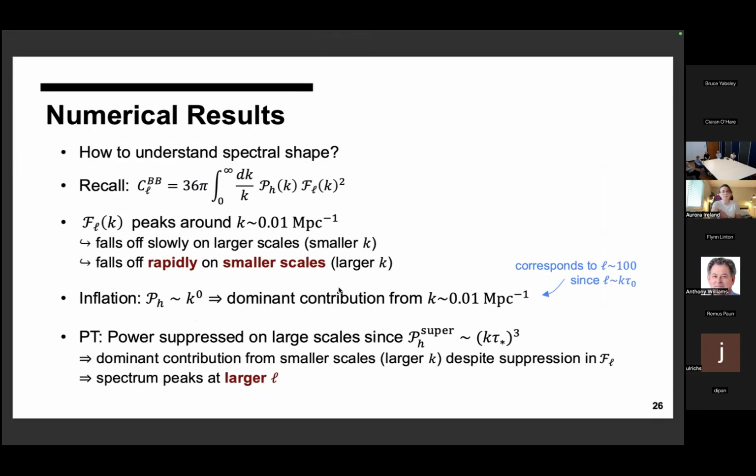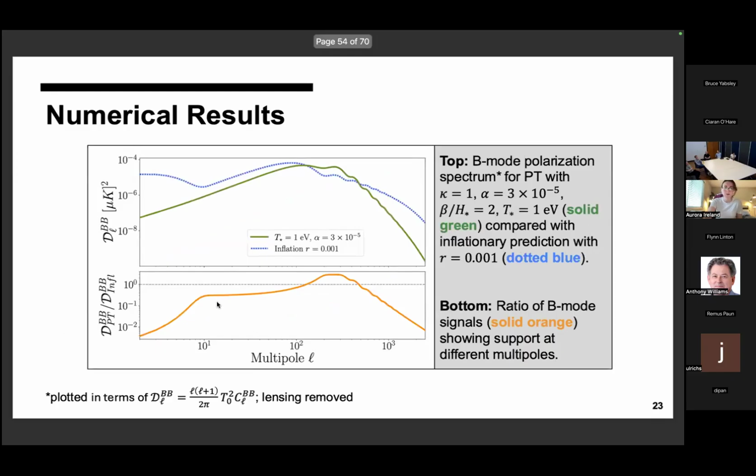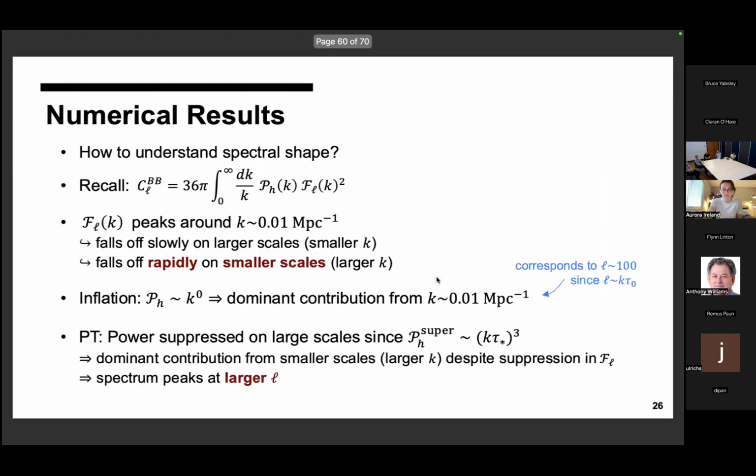Versus for the phase transition, the power spectrum is suppressed on larger scales and smaller scales relative to the peak. In general, the dominant contribution is going to come from smaller scales relative to inflation, unless you have something that's super late, despite the suppression in the window function there. So generically, you're going to expect the spectrum to peak at larger L, which is indeed what you see here. Less so here, just because this is such late time. The peak is kind of close to the inflationary one, but in general, the spectrum is going to peak at larger L.